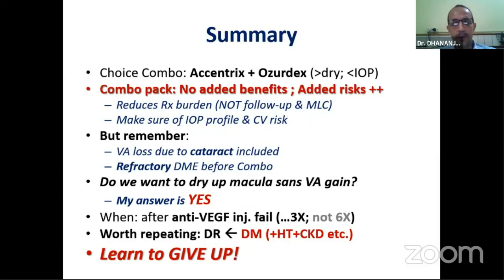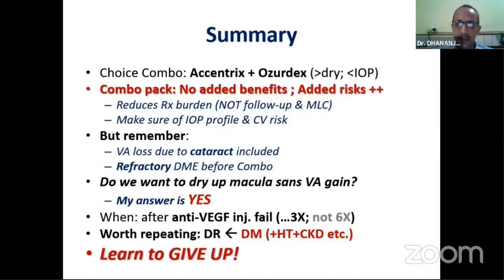So make sure of the IOP profile and cardiovascular risk. Remember that vision loss due to cataract is included in many of the studies of triamcinolone, so it might actually be better than what we know. And it is only applicable for the refractory DME. Do we want to dry up the macula without visual acuity gain? For me, the answer is yes, because it at least stops the multiple patient visits.